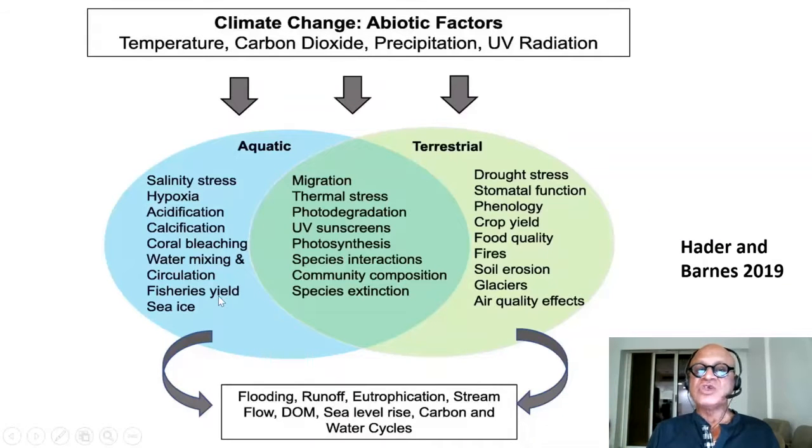Fisheries yield, obviously human pressure on fisheries and disease pressure because of warming oceans. Heat waves in the ocean, acidification, and loss of corals as well affect fisheries. And sea ice. The Arctic is now a poster child for loss of sea ice and rapid warming with polar amplification. Okay, so there are migration, thermal stress, photodegradation, UV sunscreens, photosynthesis, and so on.